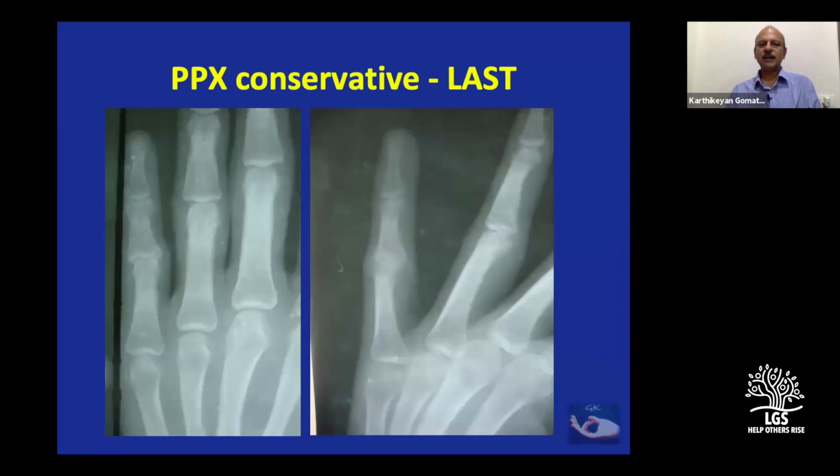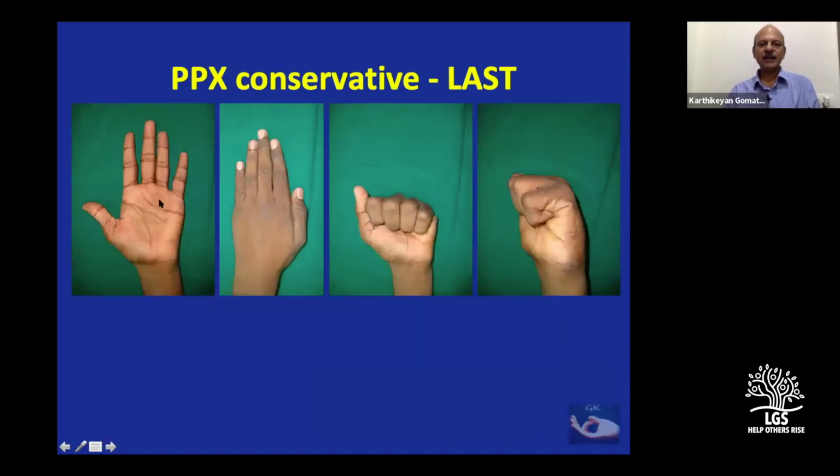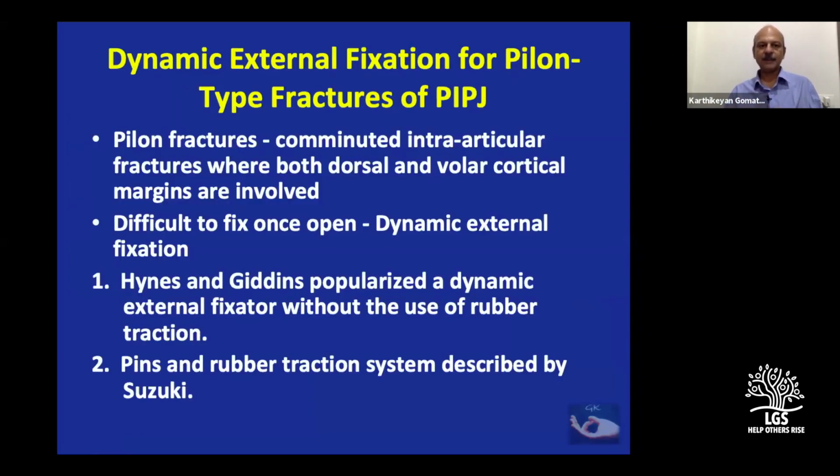So this will result. In this patient, you can see the amount of healing that has occurred. Even though the space is not as good as the normal space, you can clearly make out the joint space available. And what is the movement? This is the movement that we get. So when you want to manage a proximal phalangeal fracture or a middle phalangeal base fracture, conservative management is ideal.